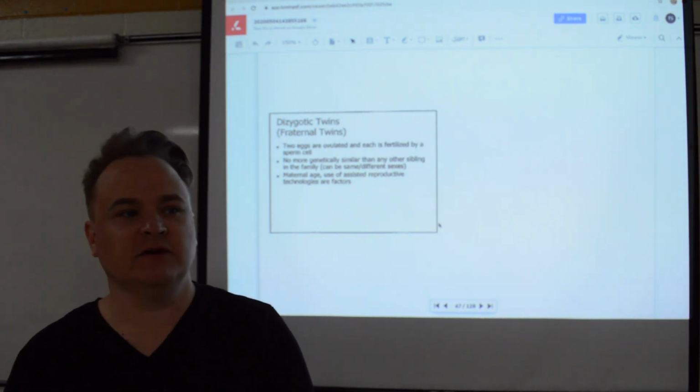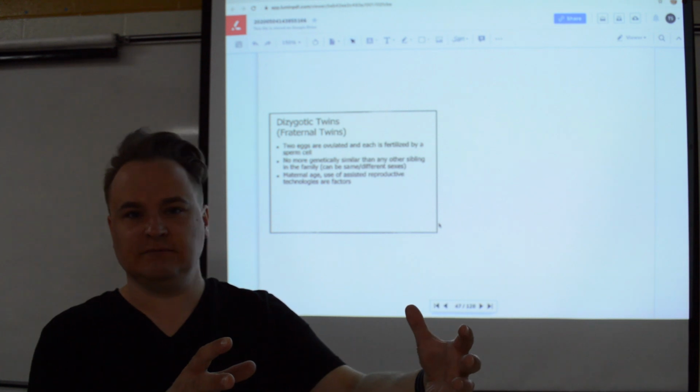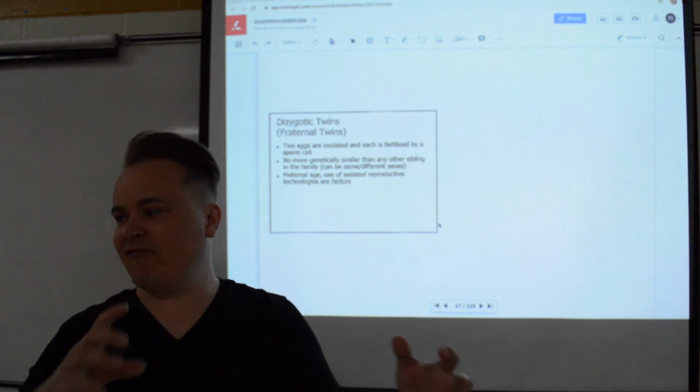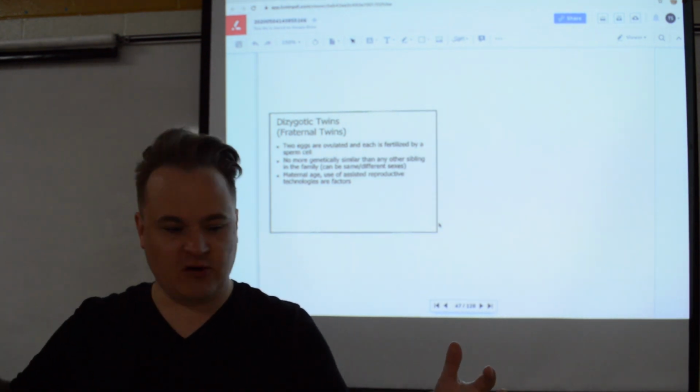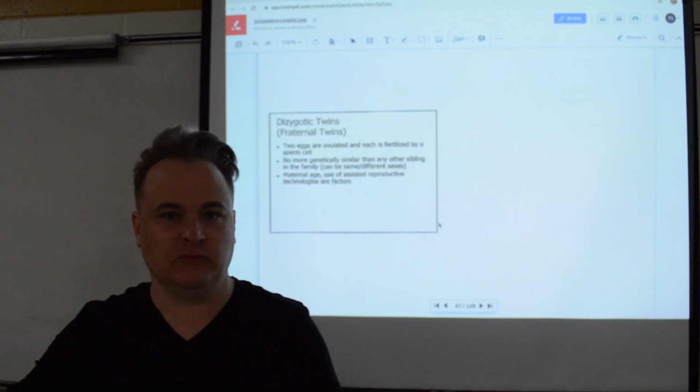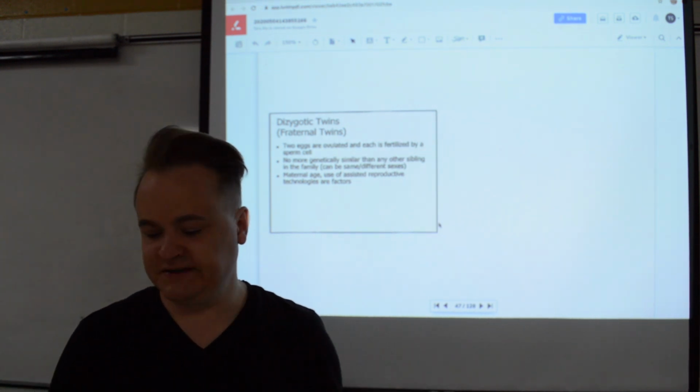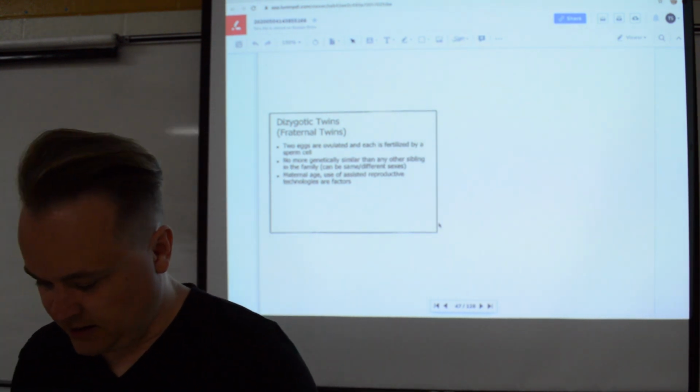So if you have 2 twins that are not identical, and then they have a brother or a sister, genetically, they're all the exact same. One of them isn't a copy, right? So it's kind of neat to know.